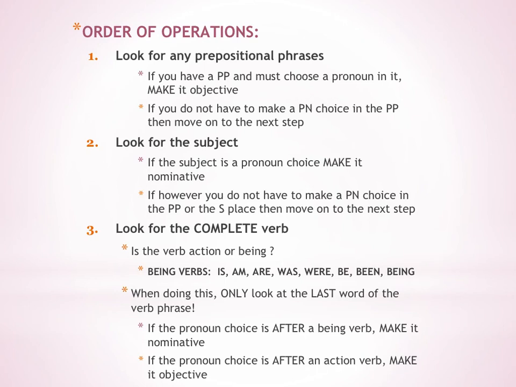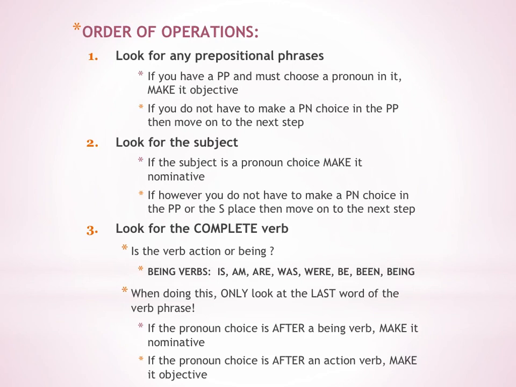If the subject is a pronoun choice, make it nominative. If, however, you do not have to make a pronoun choice in either the prepositional phrase or the subject place, then move on to the next step. Step 3 says to look for the complete verb again. Is the verb action or being?